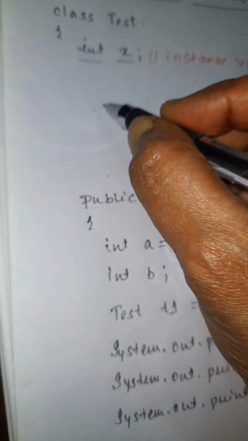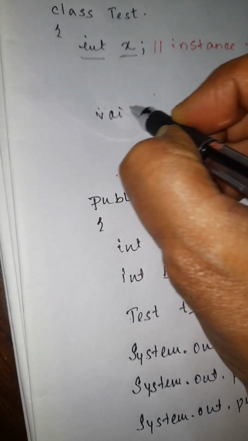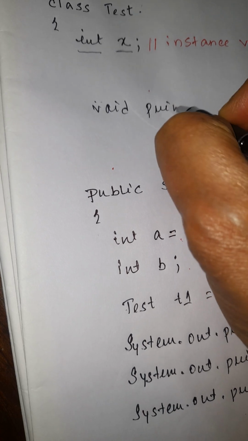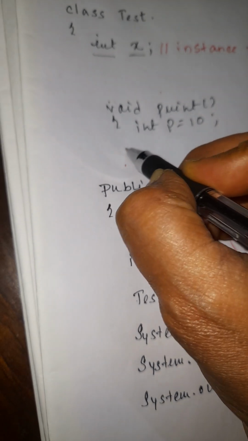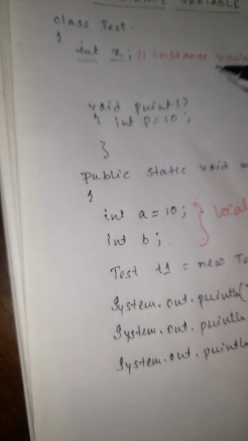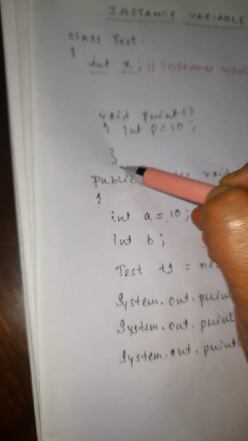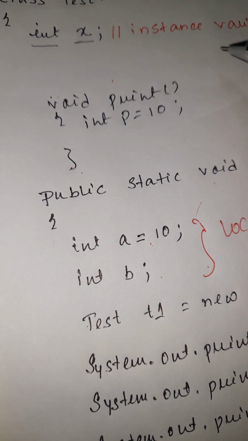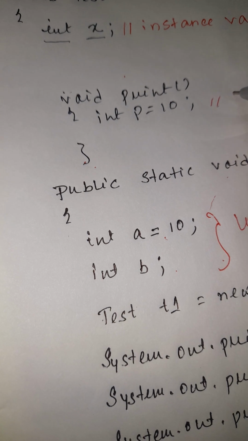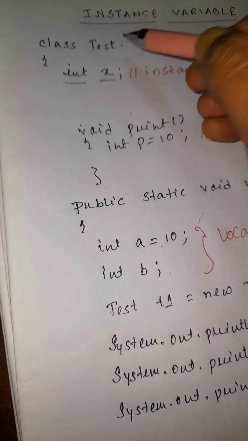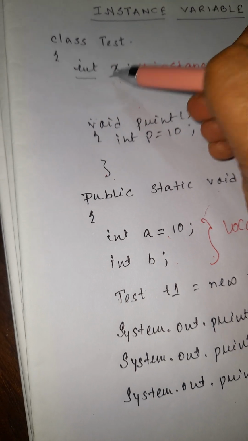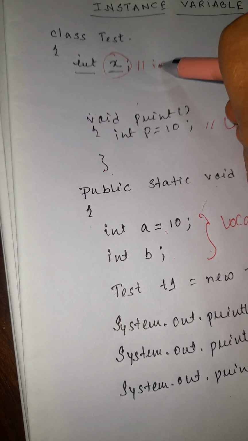Maybe here I have one function, void print. If you declare one variable here, maybe p equal to 10, this p is also a local variable because this p is declared within the print function. So this one is also known as the local variable. And a variable which is declared within the class is known as the instance variable.